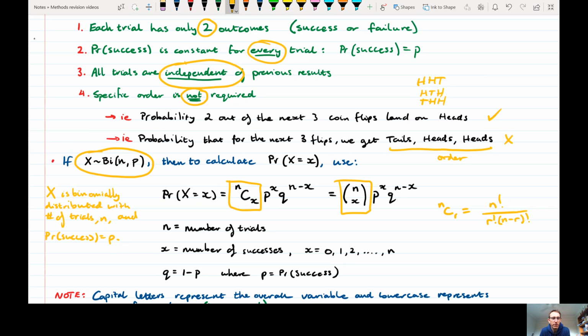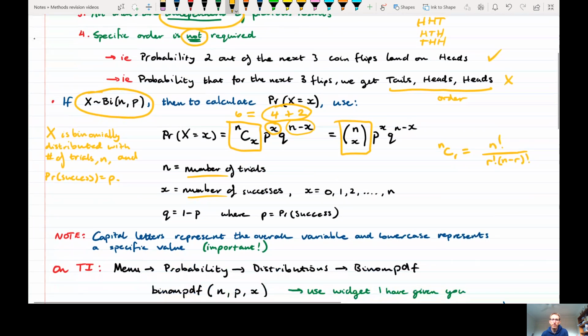Remember, n is the total number of trials. x is the number of times success happens, and n minus x is how many times it doesn't happen. Either you get success or you don't. So if x was 4 and n was 6, that means I didn't get success twice. These two here must add to give you 6 because I'm doing 6 trials. And if I get success 4 times, that leaves twice I didn't get success, which means it's failure.